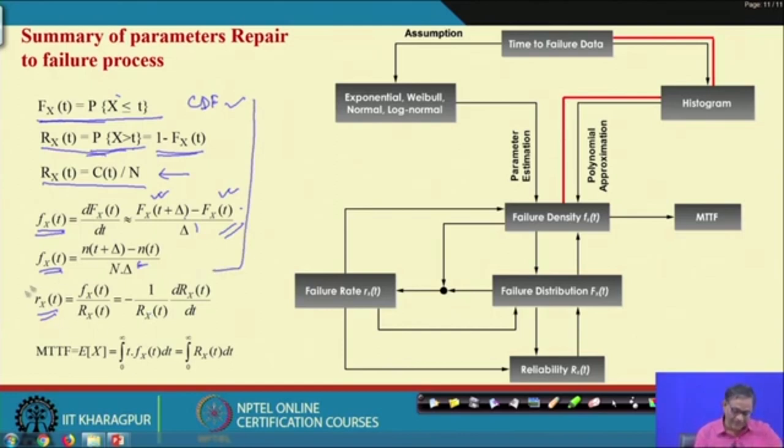Today we primarily concentrated on the hazard function, and in the last class I also discussed what the mean time to failure will be. This is nothing but this equation. Okay. Now, this is what is already done.